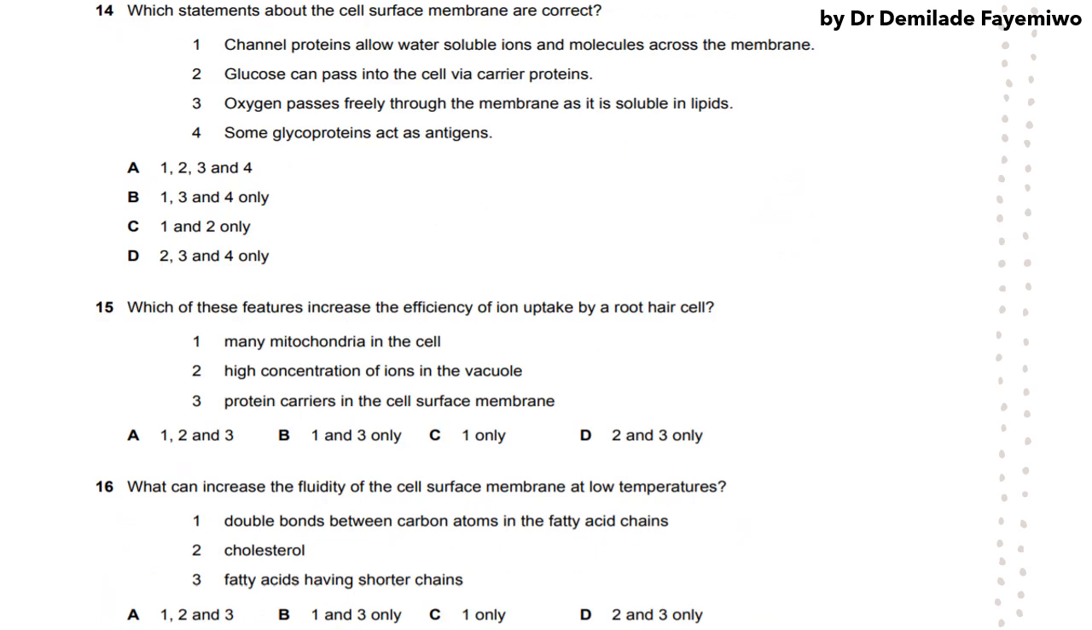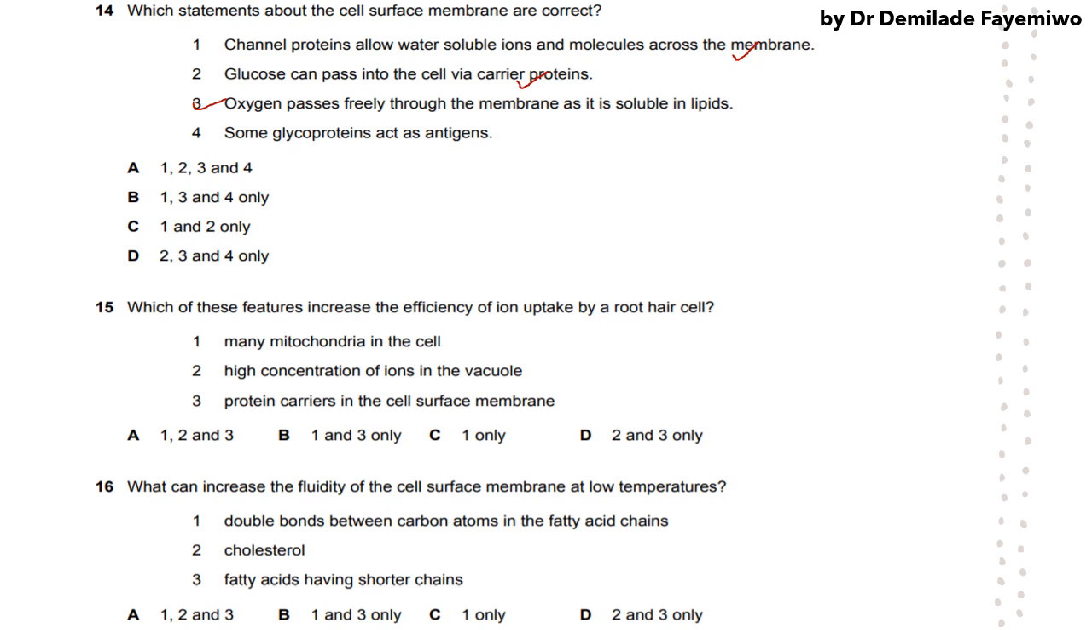Okay, let's go very quickly here. Number 14, which statements about cell surface membrane are correct? 1, channel proteins allow water-soluble ions and molecules across the membrane. That is certainly correct. 2 says glucose can pass into the cell via carrier proteins. As a matter of fact, that is the way that it goes into the cell. 3, oxygen passes freely through the membrane as it is soluble in lipids. That is also correct for oxygen. It can pass through the membrane because it's soluble in lipids.